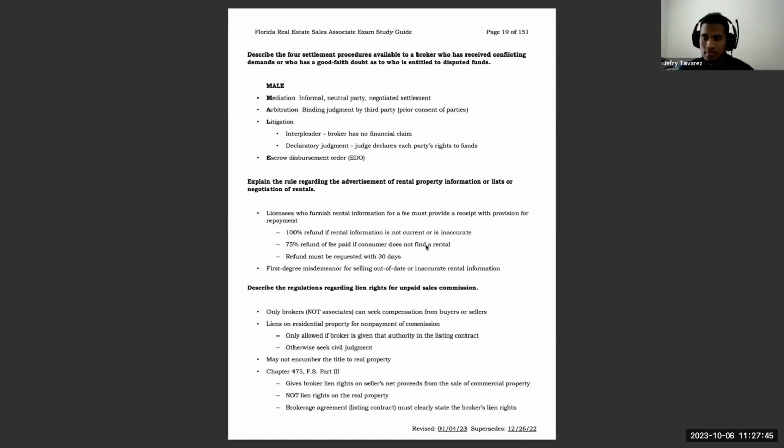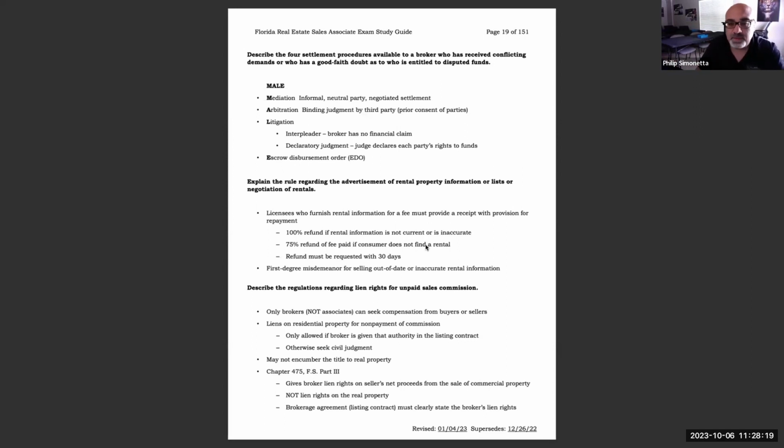Makes sense. Okay, so now we have to explain the rule regarding the advertisement of rental property information or list on negotiation of rentals. Licensees who furnish rental information for a fee must provide a receipt with provisions for repayment. As of January 1st, this information was removed from the exam. However, I'm still teaching it because students are telling me they're still seeing it. So again, this is coming off. This no longer applies, but you need to know this in case you see a question about it.